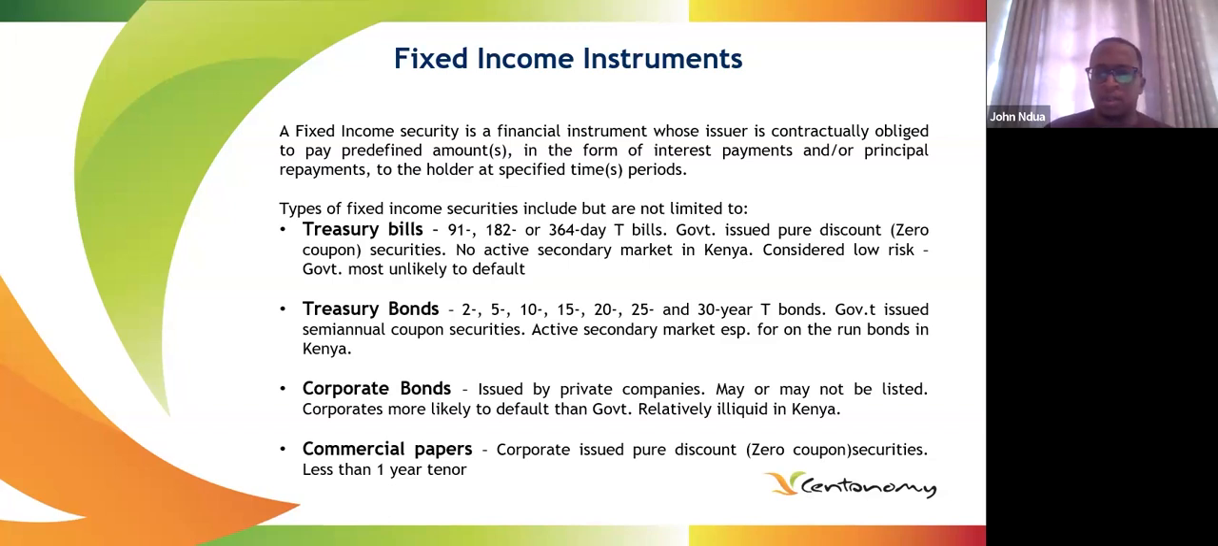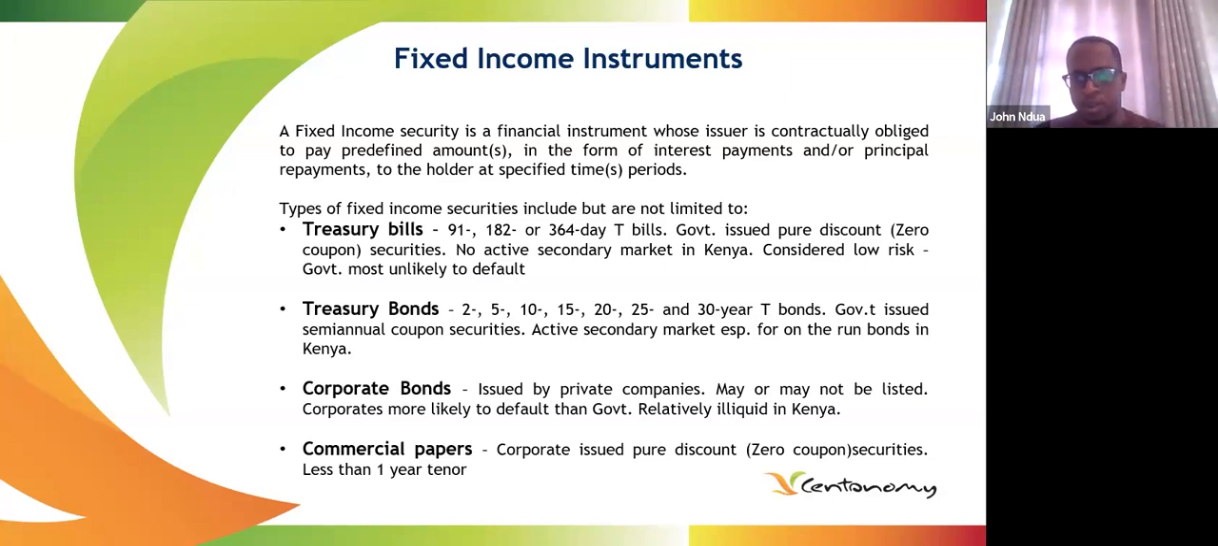So what are they actually? It's where the borrower, which is the government, says that they are going to pay you a predefined amount in terms of interest payments for a specific period of time. So they are borrowing the money for, let's say, the next 5 years. That is what we call a fixed income security. And the government usually uses two major ones to borrow. They use a treasury bill and a treasury bond.